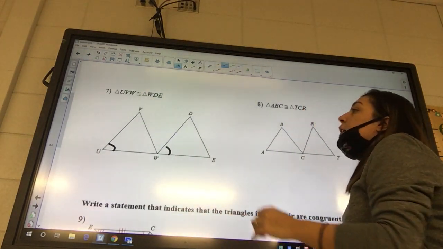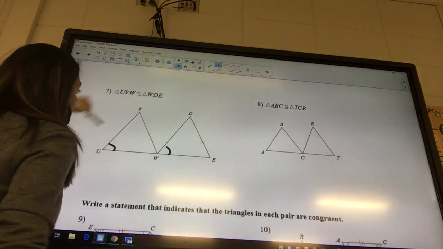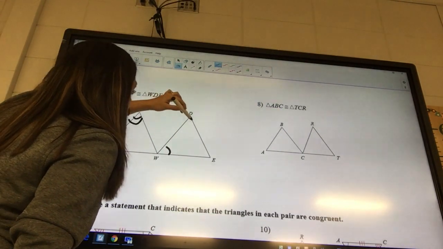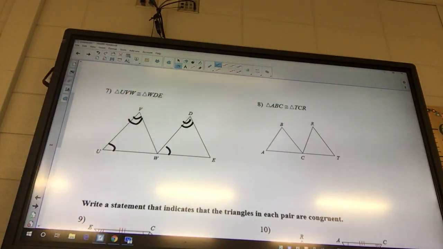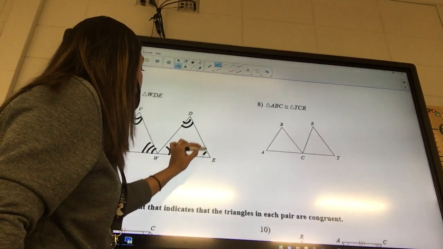Okay, and then V is congruent to what? D. Yeah, so this is going to get 2, and this is going to get 2. And we know by the third angle theorem that the only other one is going to have to get 3. 1, 2, 3. 1, 2, 3.